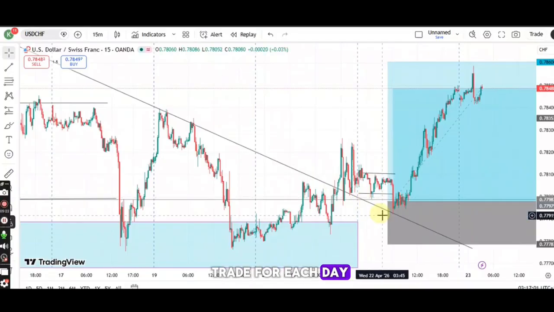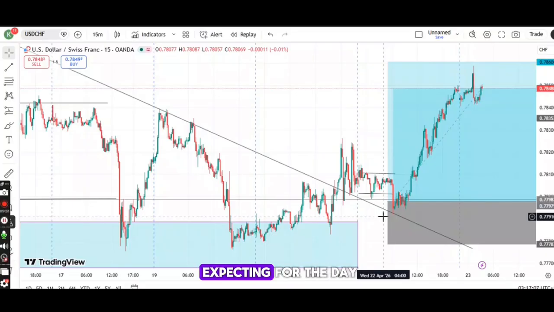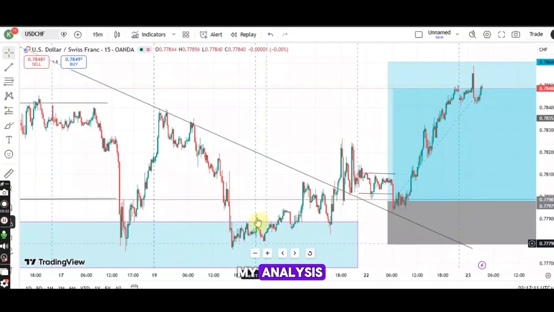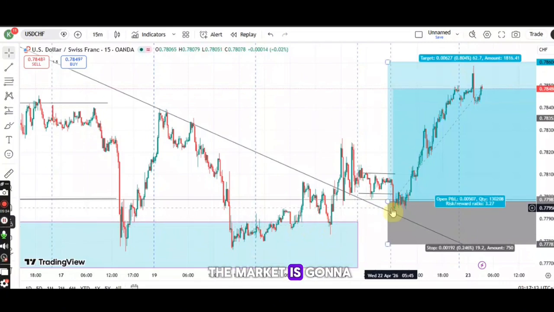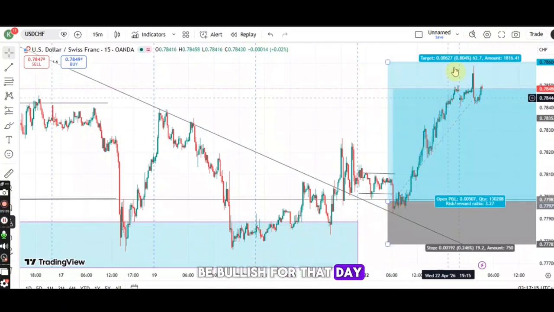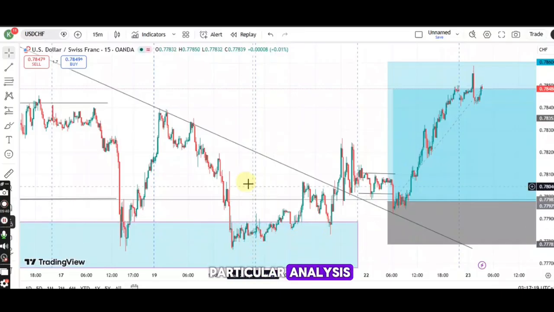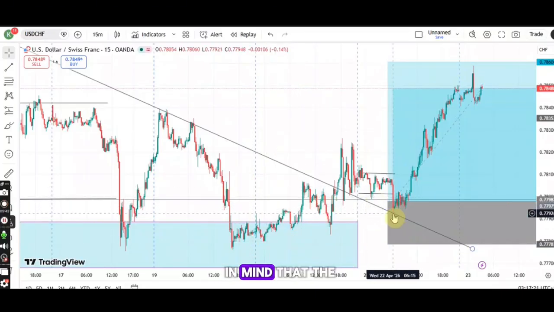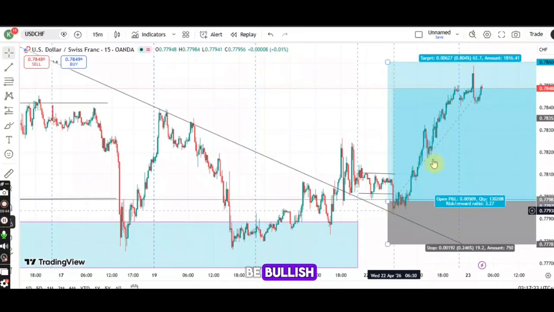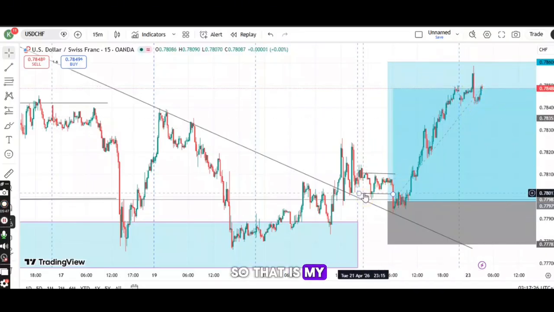before I trade for each day, I usually first of all think of what kind of candle I am expecting for the day. So after my analysis, I will know if the market is going to be bullish for that day or is going to be bearish. And from this particular analysis, I already have it in mind that the market is going to be bullish. So that is my next confirmation in the 15 minutes time frame.